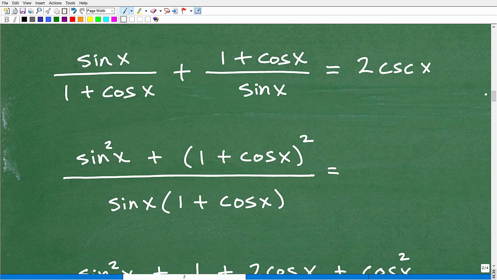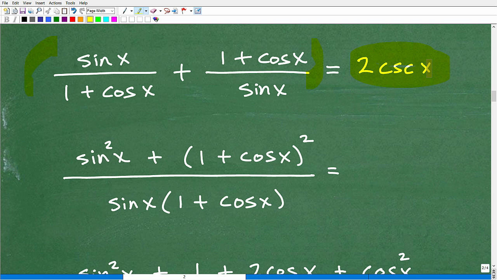All right, so I'm going to go ahead and work again with the complicated side. I'm going to work with this side here, and I'm going to manipulate this until I get a 2 cosecant x. And when I've done that, I will have verified it.